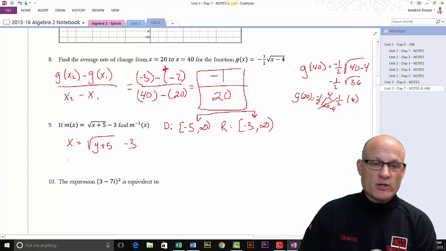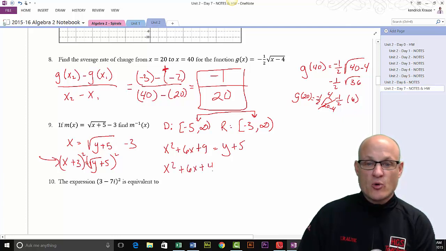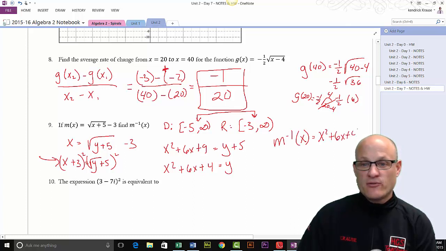Now, I have to isolate the weird thing, so this is the part I skipped. X plus 3. I made this problem like 10 times easier than it was. X plus 3 equals the square root of y plus 5. Now you square both sides, and I get x squared plus 6x plus 9. That's writing this twice and double distributing, but I'm doing it in my head, is equal to y plus 5. Or x squared plus 6x plus 4 is equal to y. So my inverse function is x squared plus 6x plus 4.